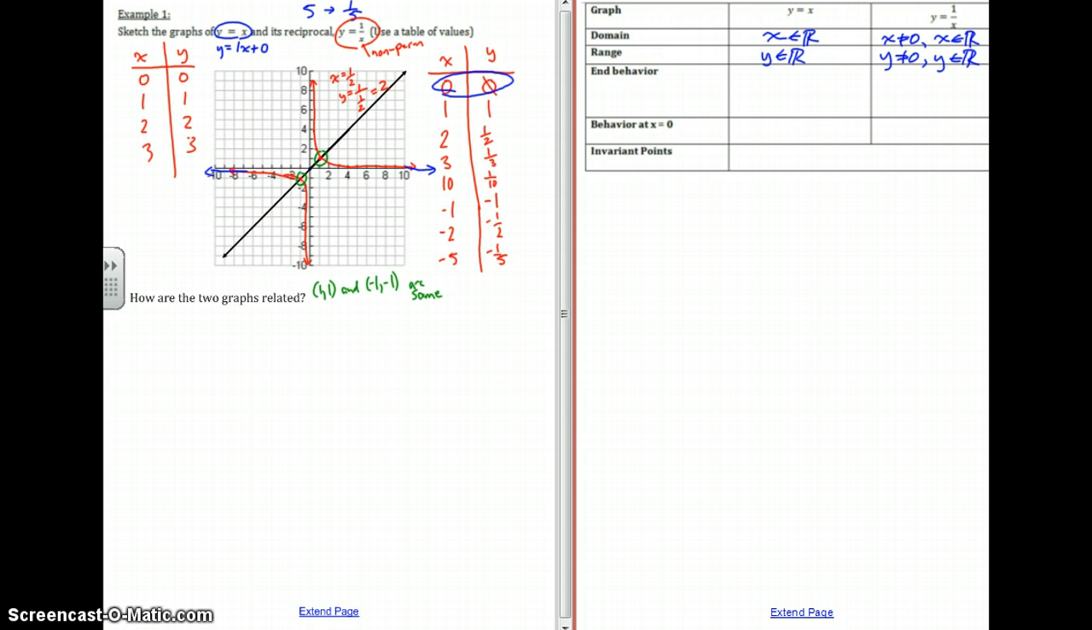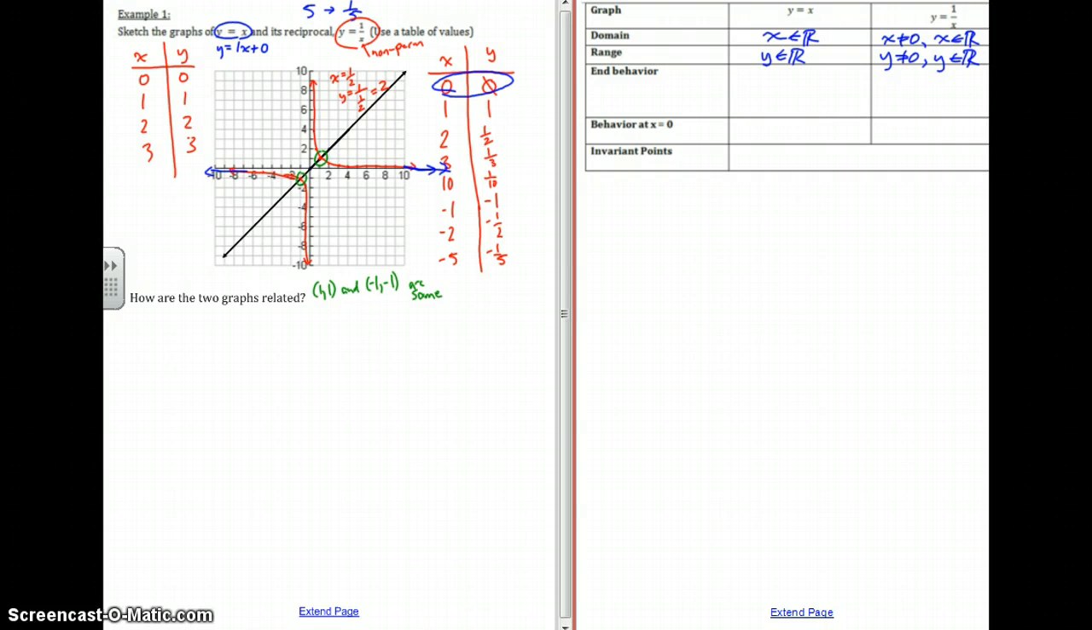Okay, end behavior. That's asking, what happens at each end of this graph? What happens when x gets bigger? Well, as x gets bigger, y gets close to 0. So as x increases, y approaches 0. I'm putting an arrow, so that arrow means approaches. It doesn't mean it actually touches, it means it approaches. What about, oh sorry, that's the wrong graph. I got ahead of myself there.